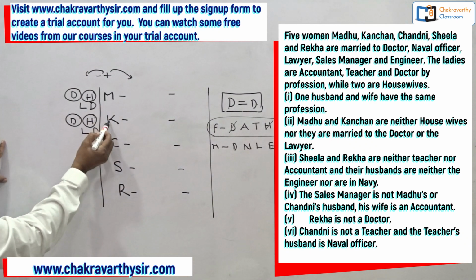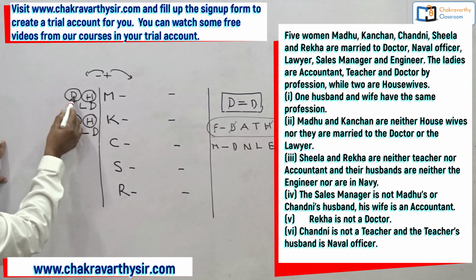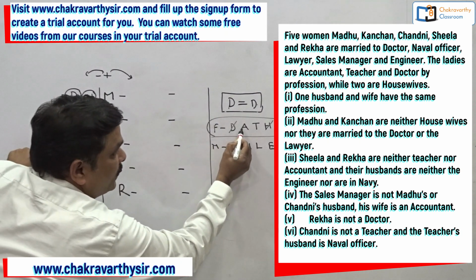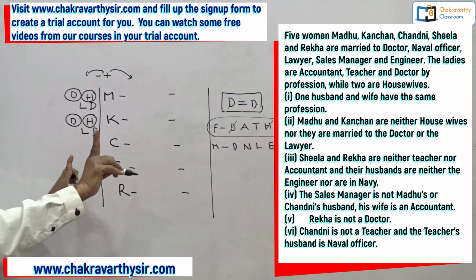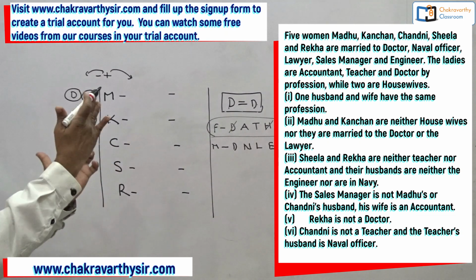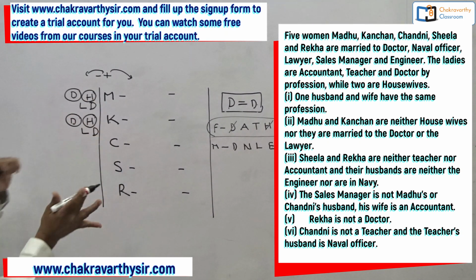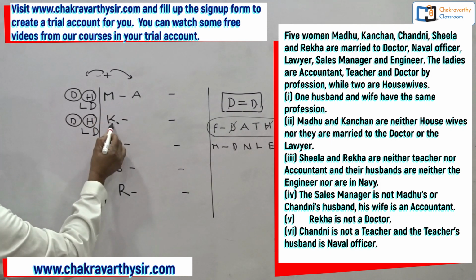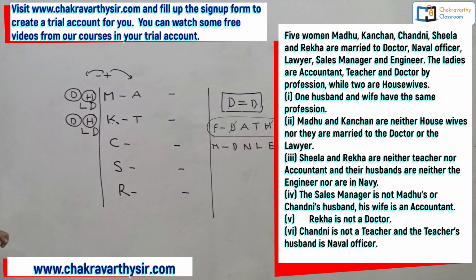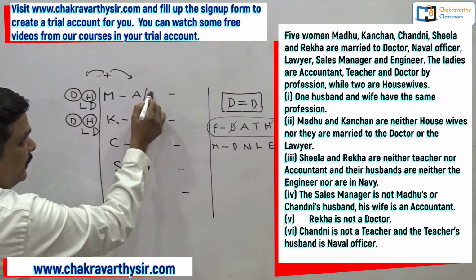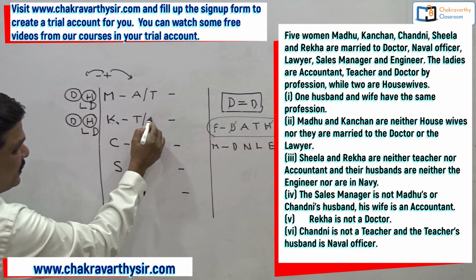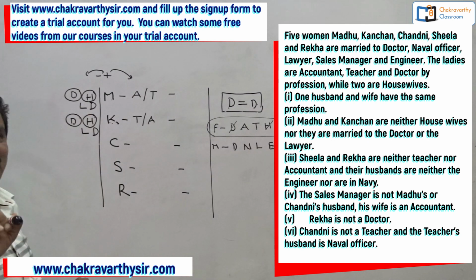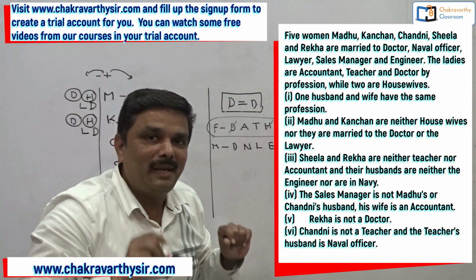Now, Madhu and Kanchan cannot be housewives or doctors. Only two things are required. Two things are left out, that is accountant and teacher. Mutually we must say, if Madhu is an accountant, Kanchan must be teacher. If Madhu is a teacher, Kanchan must be accountant. Yes or no? What's the hidden meaning again?